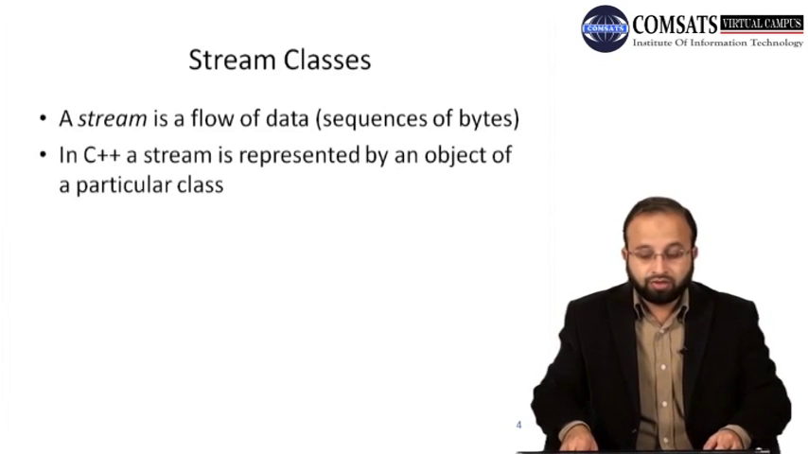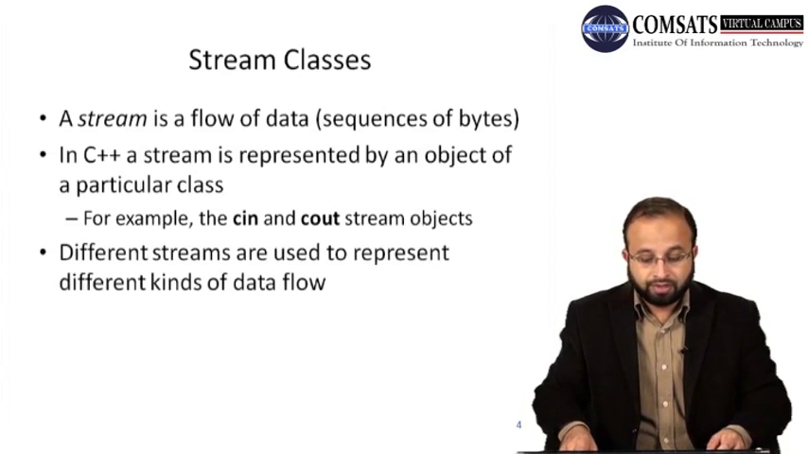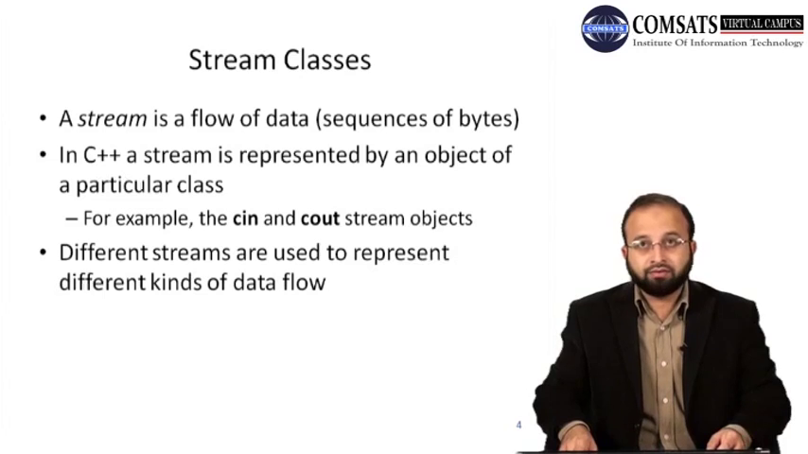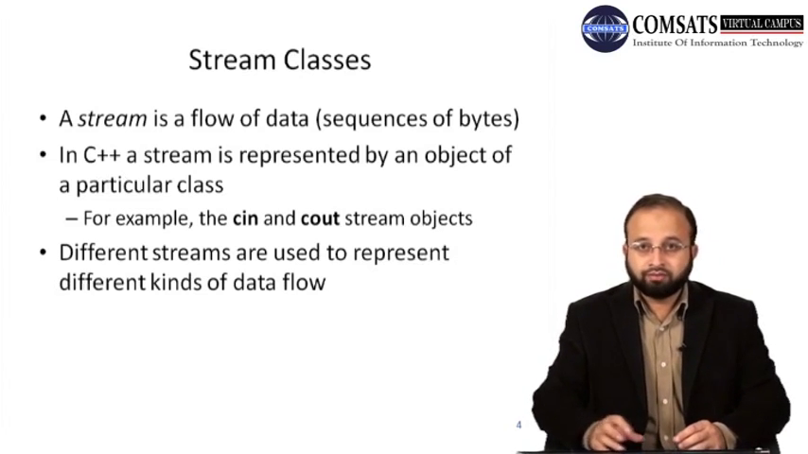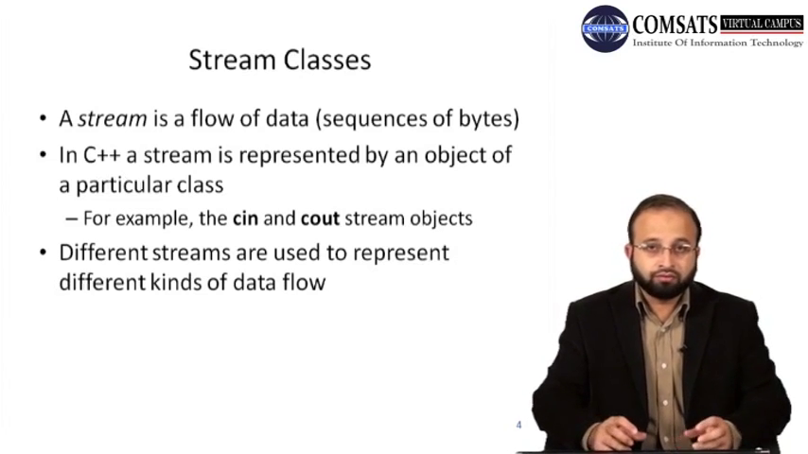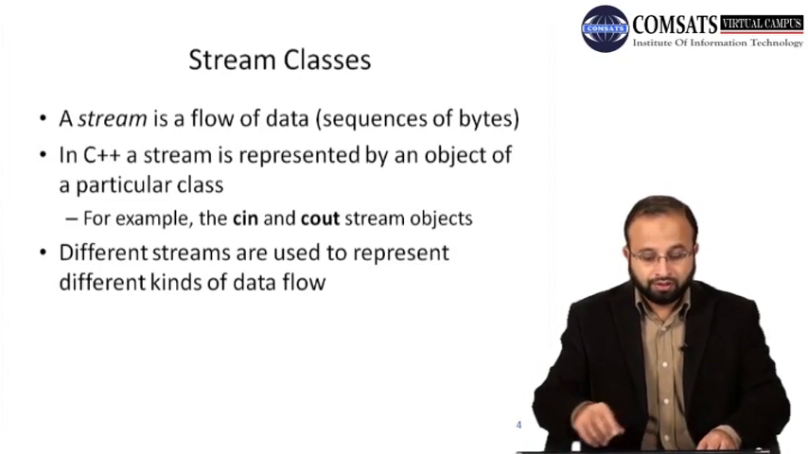In C++, a stream is represented by an object of a particular class. For example, cin and cout, these are both objects of the istream and ostream classes. So different streams are used to represent different kinds of data flow. For example, if you want to perform basic I/O operations, different stream objects will be used. If you want to perform file I/O operations, then different streams will be used, right?